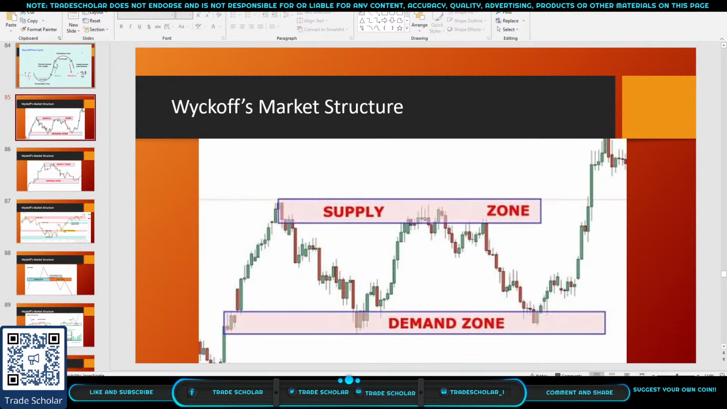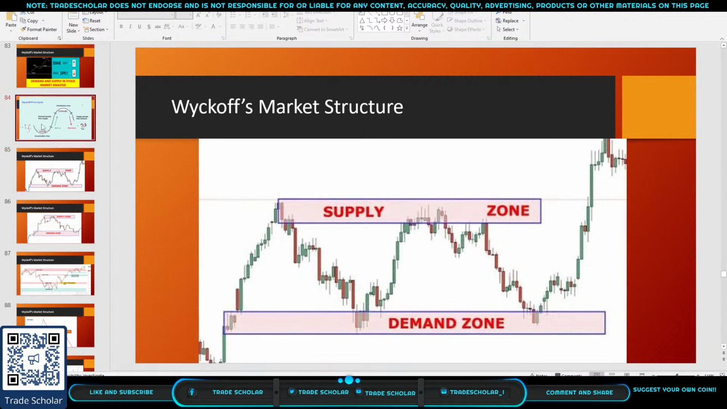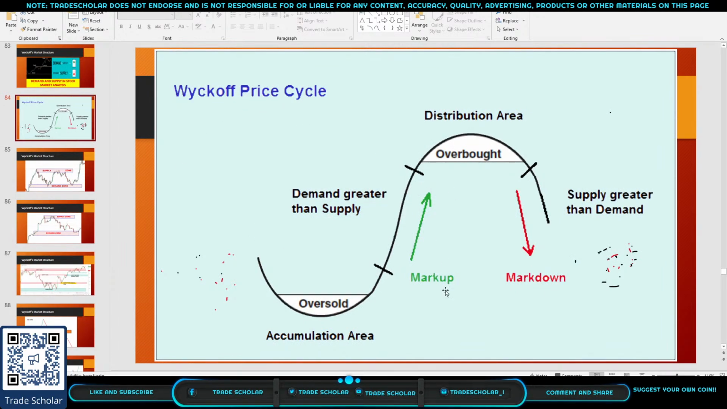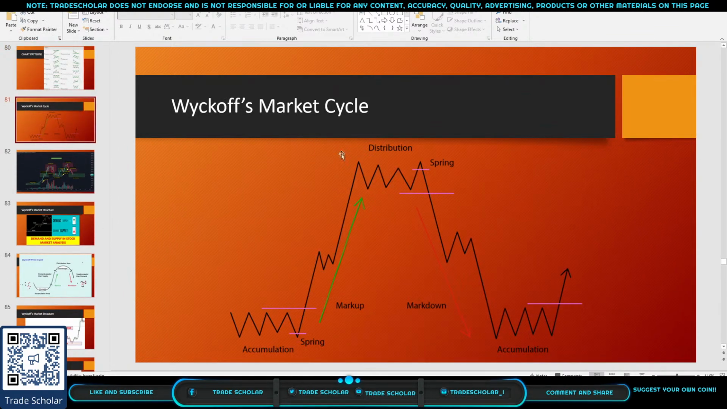Let me show you some diagrams here. Like this one, the Wyckoff price cycle, oversold, overbought. Demand is greater than supply. So many buyers compared to the supply. That's why it pumped. This is the Wyckoff it's talking about. It pumped. So much demand, but not much supply. So it pumped. And then here, so much supply, no more buyers, so it dropped.